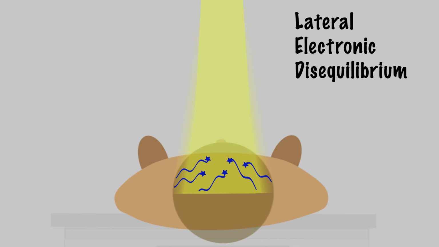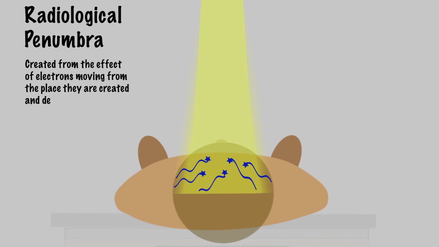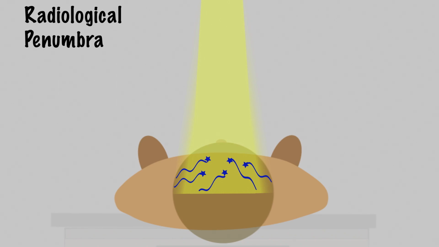Electrons generated in the beam will scatter outside the field, but there is disequilibrium because there's no scatter coming from the other direction. So that ends up reducing the dose inside the field near the edge and raising the dose in the outside region. That creates another penumbra falloff that is called the radiological penumbra, or scatter penumbra, because it's created from the radiological effect of electrons moving from the place that they're created and depositing dose elsewhere.